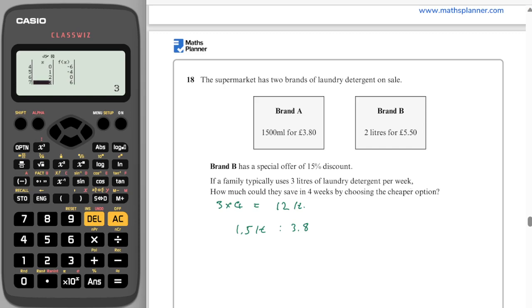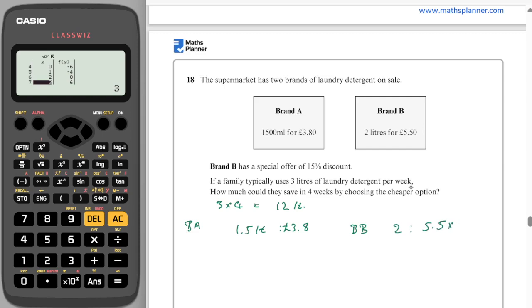No, sorry, I'm looking at the wrong discount. So let's go back to the other one. I've got 1.5 litres for £3.80, and that is brand A. It's brand B that's got the discount on. So brand B, I can get 2 litres for £5.50, but then I've got to apply a 15% discount.